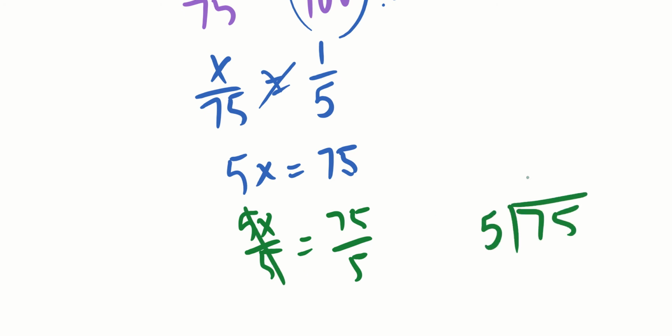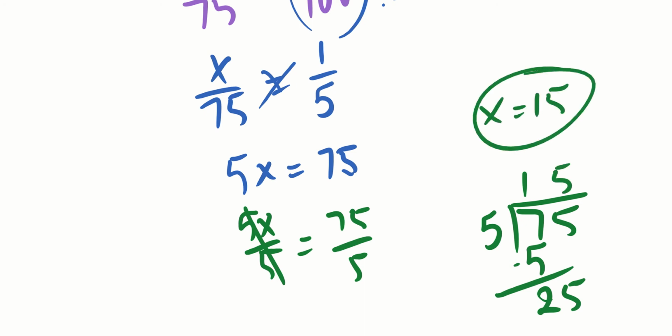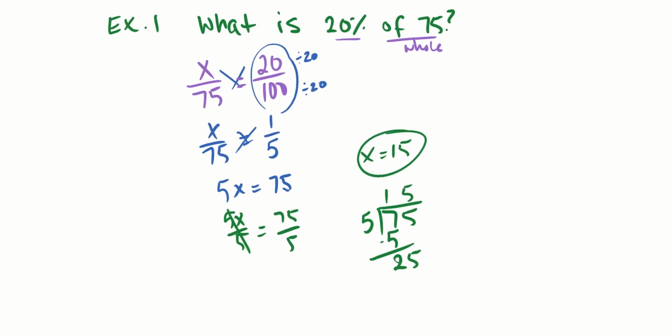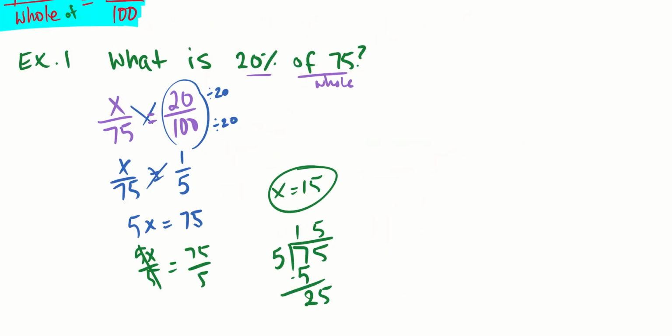75 divided by 5. Remember, use long division if you need to. And so x is going to be 15. So if we look back at the question, what is 20% of 75? 15. That would be our answer.